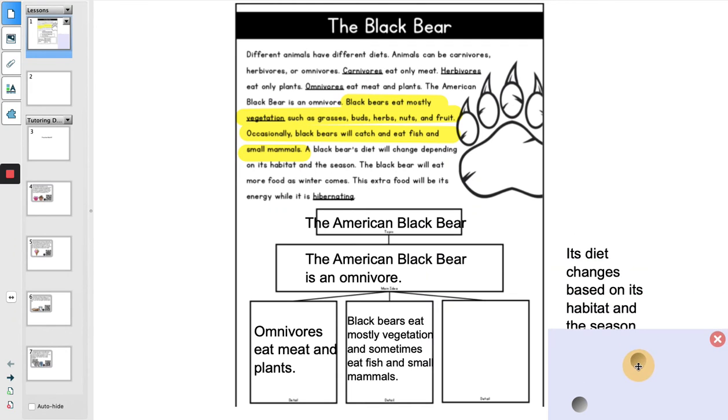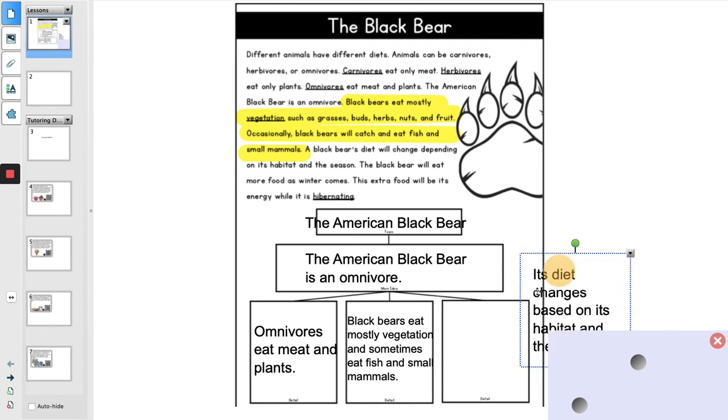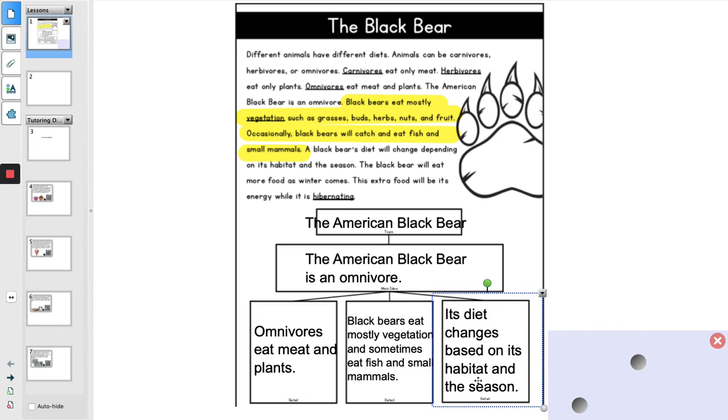And then my last detail is that the diet changes based on the habitat and season. So it's an omnivore. I know omnivores can eat plants and meat. And so based off of the season and where my black bear lives, it'll either eat more vegetation, or it might eat more meat. It all depends. So this is how you're going to fill out this chart. And you're going to do this for every article.